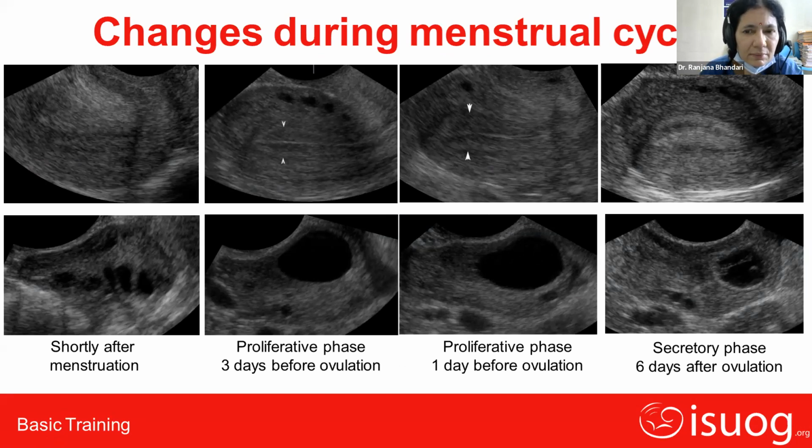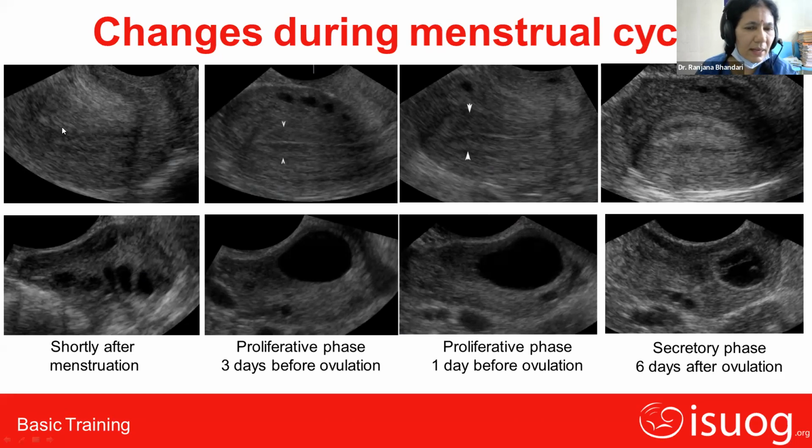This is a slide. All 4 images are taken from the same patient at different periods of the menstrual cycle. So the first one is shortly after menstruation. See, small follicles. The functional layer of the endometrium has been shed. So now only a very thin, pencil-like endometrium you can see.